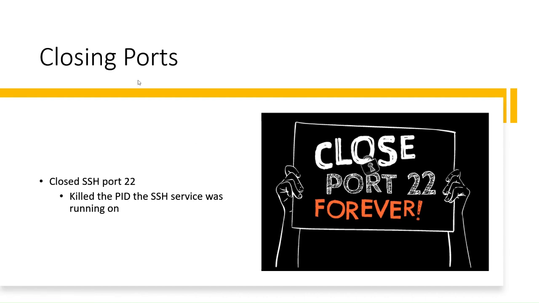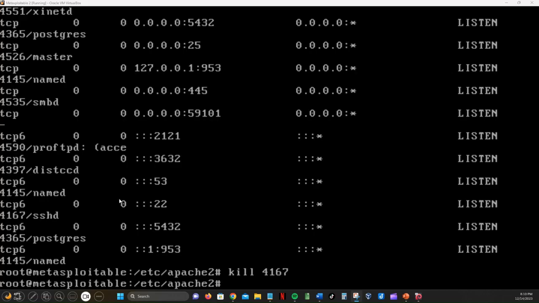So we started off with closing ports. I closed the SSH port, which it actually allowed me to do. I was able to kill the PID where the service is running, which is what shut down the SSH port. And then I rescanned it. So this is Metasploitable 2. I'm on the inside of Metasploitable 2. As you can see here, PID 4167 is the SSH PID. That's where that service is running.